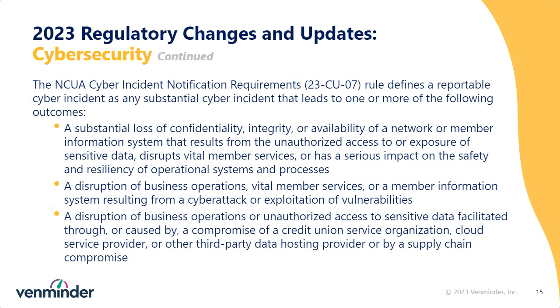So now this new rule defines a reportable cyber incident if one or more of the following outcomes is true. And the first one's the most substantial. It's a loss of confidentiality, integrity, or availability of a network or member information system that results from unauthorized access to or exposure of sensitive data, disrupts vital member services, or has a serious impact on the safety and resiliency of operational systems and processes. So lots of detail in terms of the methodology, the timing, and what actually constitutes a cyber incident from the NCUA.